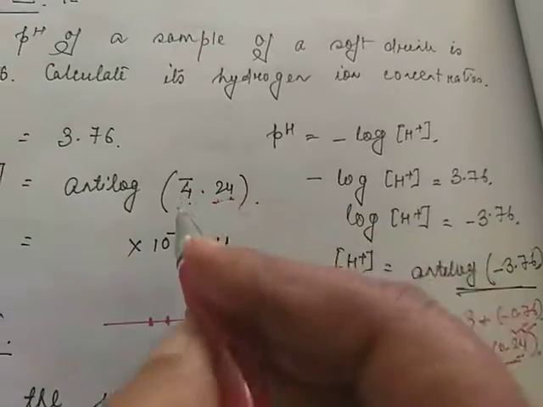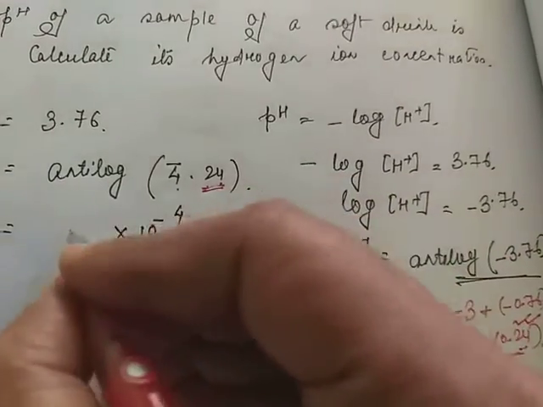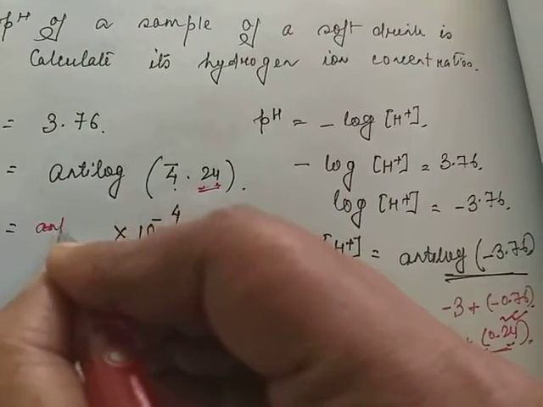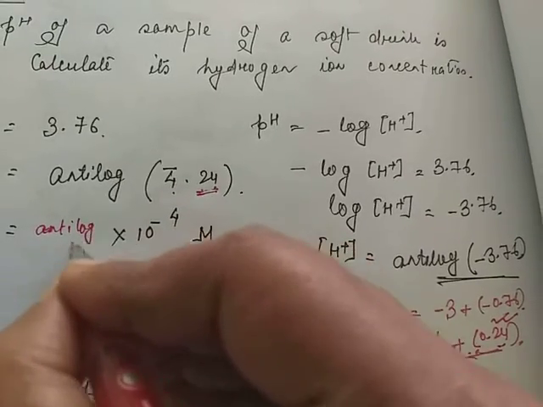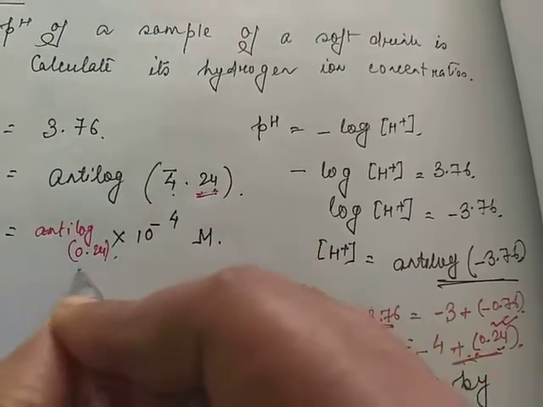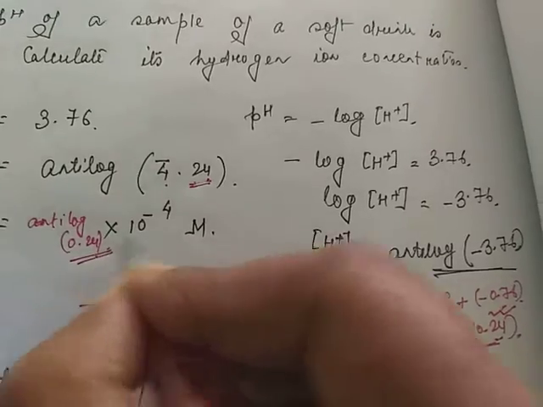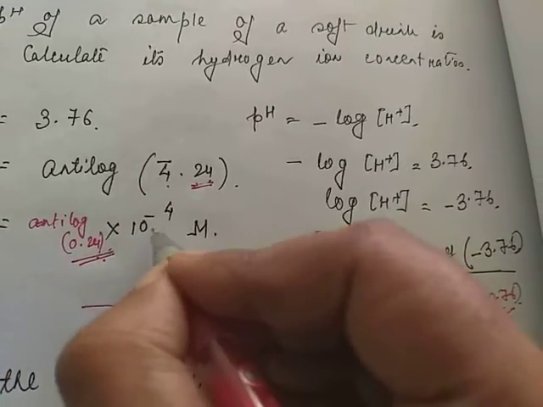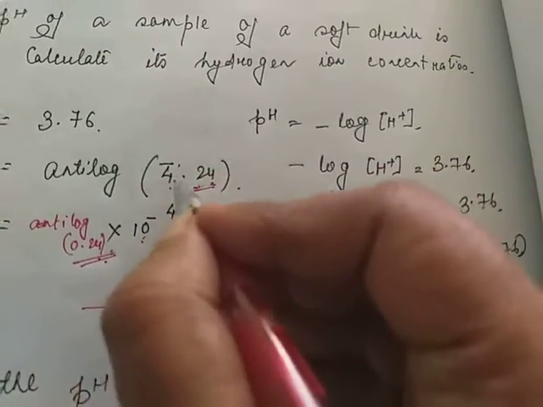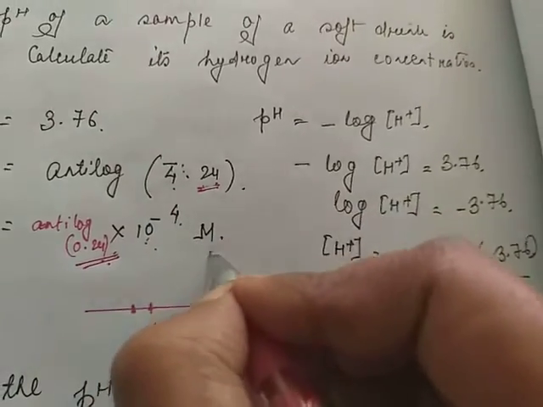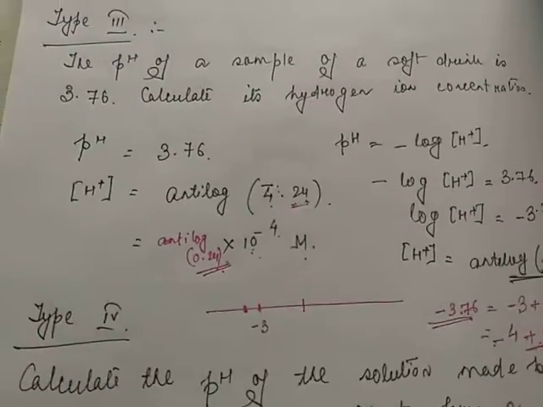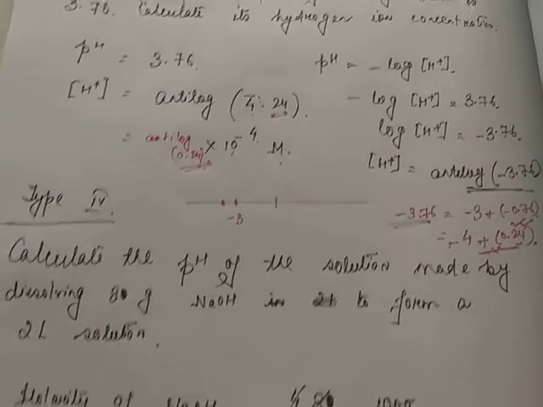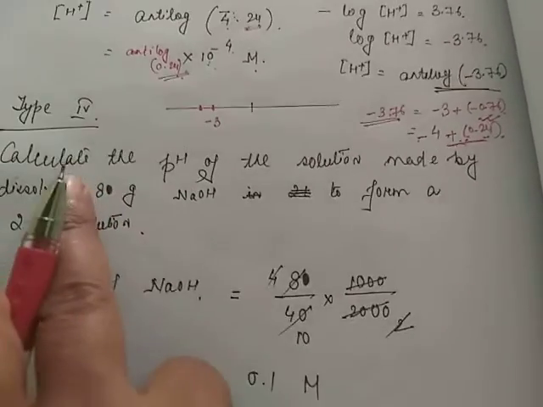We have to see the antilog table for 0.24. In the 0.240 column, whatever value comes will be multiplied into 10 to the power minus 4 molarity. The value of antilog would be provided when you do the work. Let's see the next type.